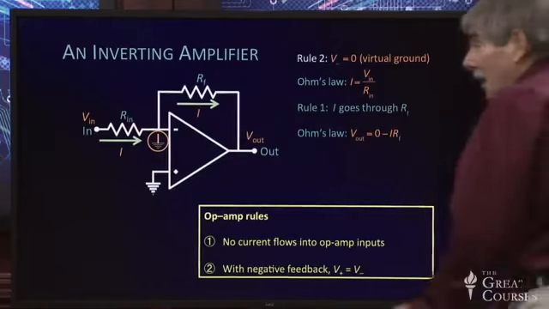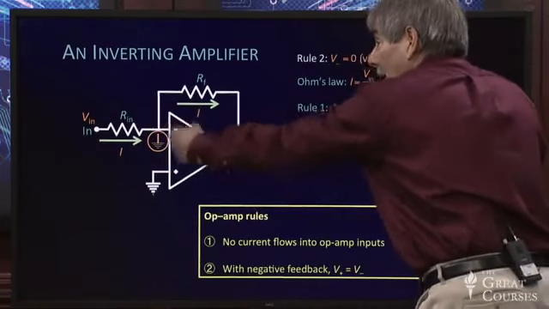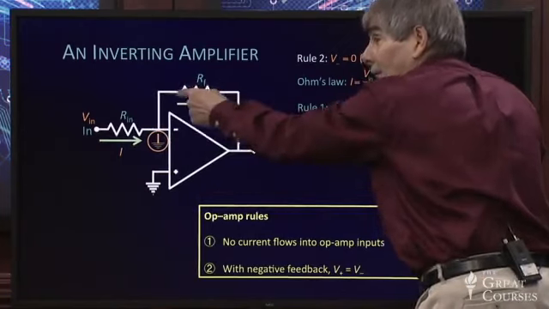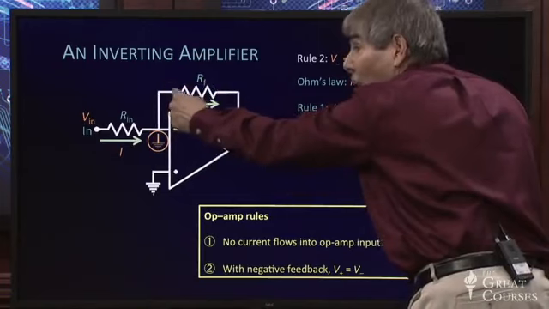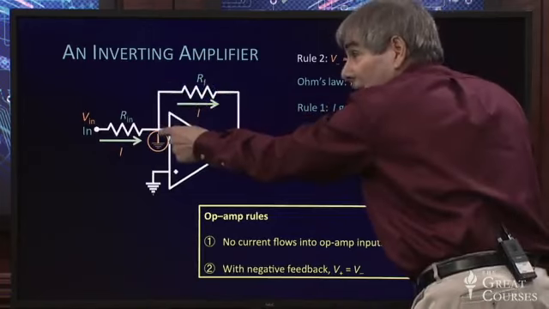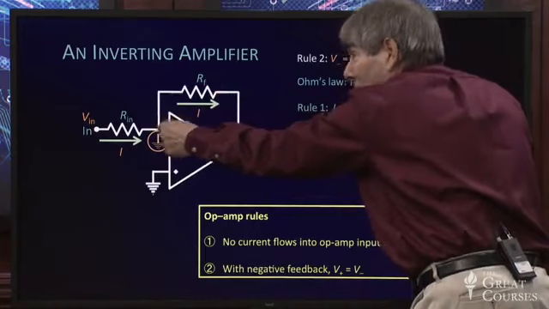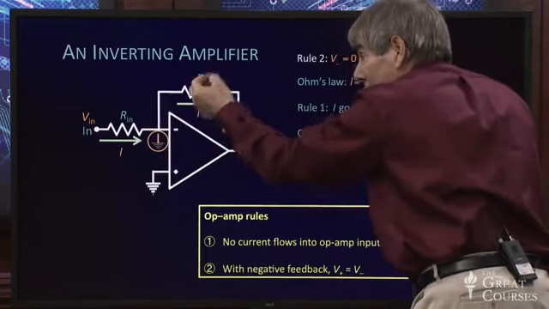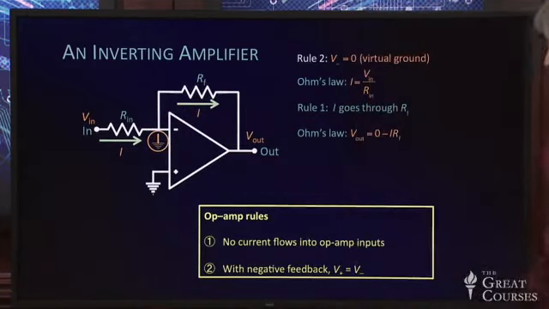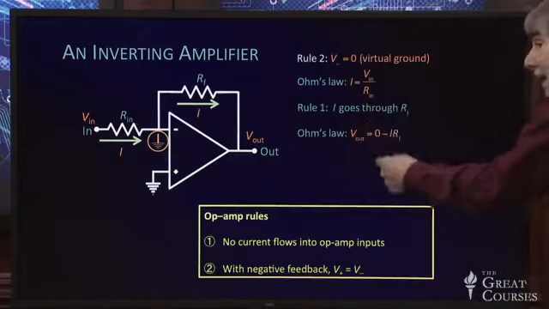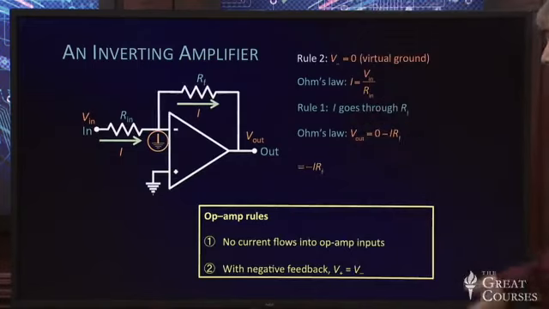Ohm's law tells us if I have 0 volts here, and I've got a current I flowing through RF, I've got a voltage drop across RF of I times RF, and this side is more positive than this side. But this side's at 0, because that's the way the current's flowing. This side's at 0, so this side is negative. And it's negative by 0 minus the current times the feedback resistor, so V out is 0 minus I RF, and that's simply minus I RF, because 0 minus I RF is minus I RF. But we used Ohm's law to figure out I.